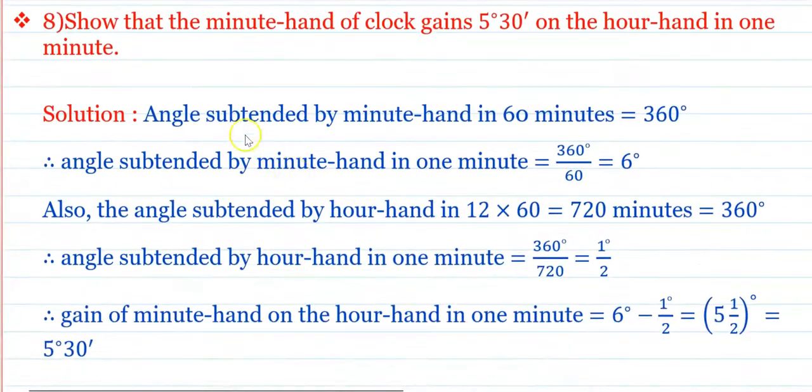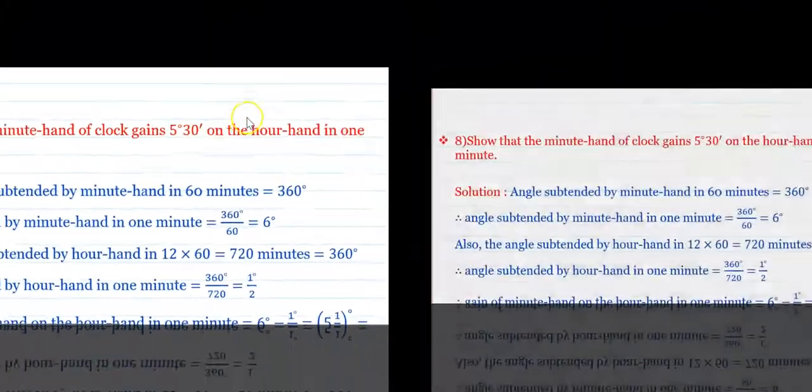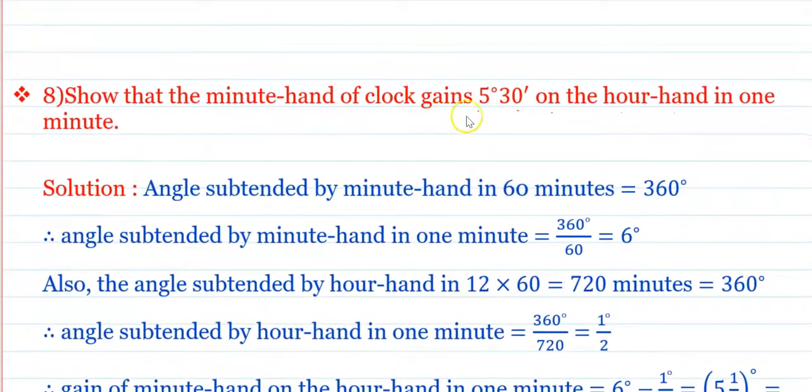Okay. Now the next. Show that the minute hand of a clock gains 5 degree 30 minutes on the hour hand in 1 minute. It means that we will find out the angle covered by the minute hand in 1 minute, and the angle covered by the hour hand in 1 minute. Okay. We know that the angle covered by the minute hand in 1 minute is 6 degree and the hour hand is 1 upon 2 degree, and then we'll find out their difference.